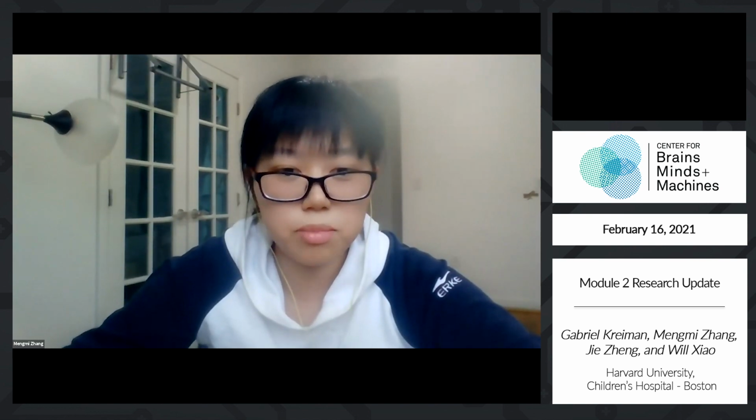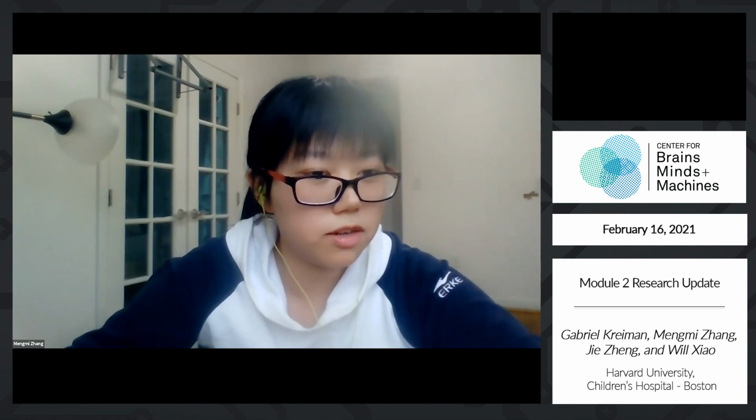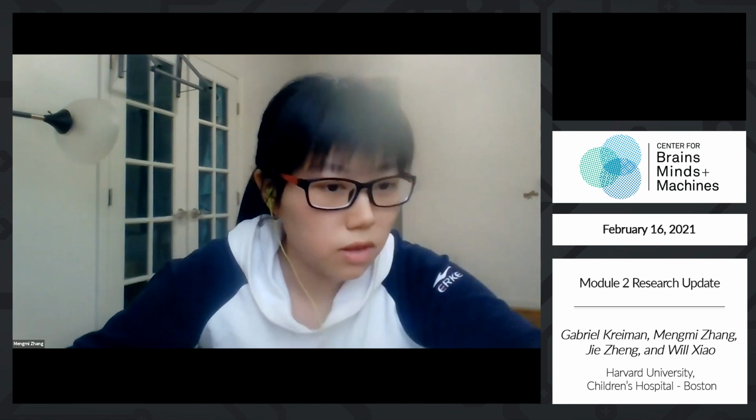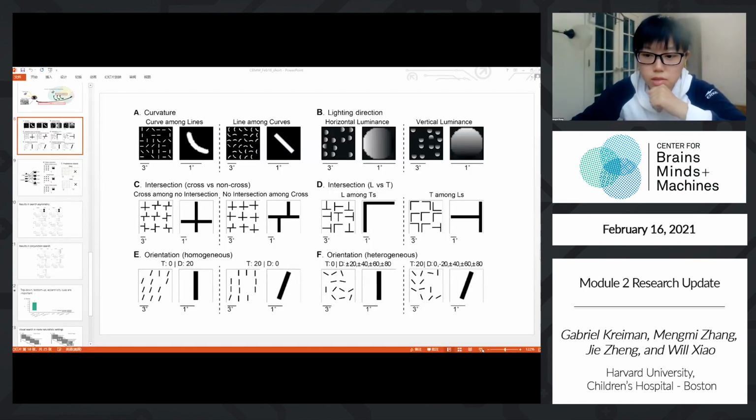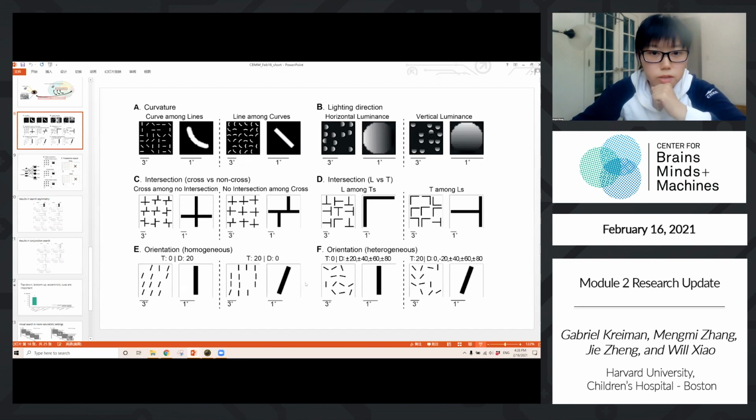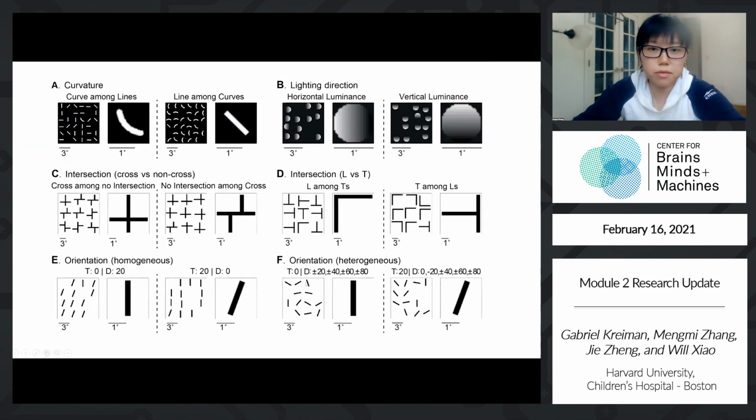Let me pull up the slide that is relevant to your question. These are the six experiments that we did in terms of search asymmetry. I would like to clarify that, for example, in this L among Ts versus T among Ls, we do see this search asymmetry effect. Okay, cool. Thank you.